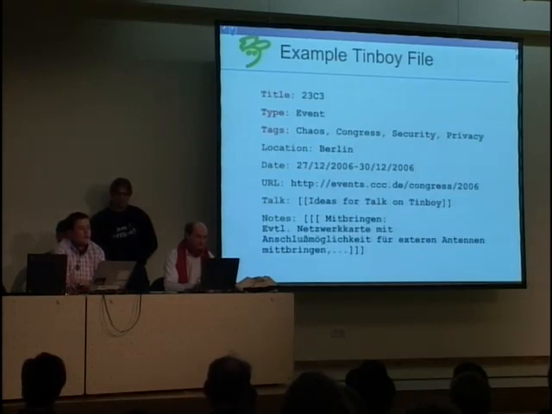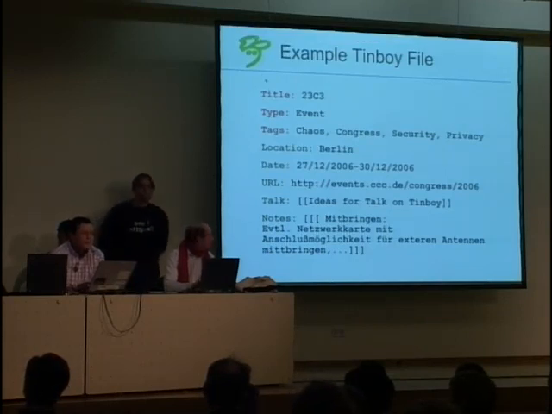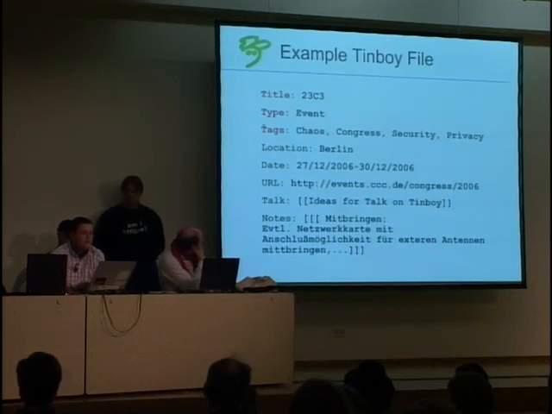So this is an example Tinboy file. It's a very simple format. So the idea is, if you just want to note something down, you can start editing a simple text file. And you can add key-value pairs to it. So you can just start noting something down, and then you type title, colon, and the title, type, and the type, and if you want to add some text to it.